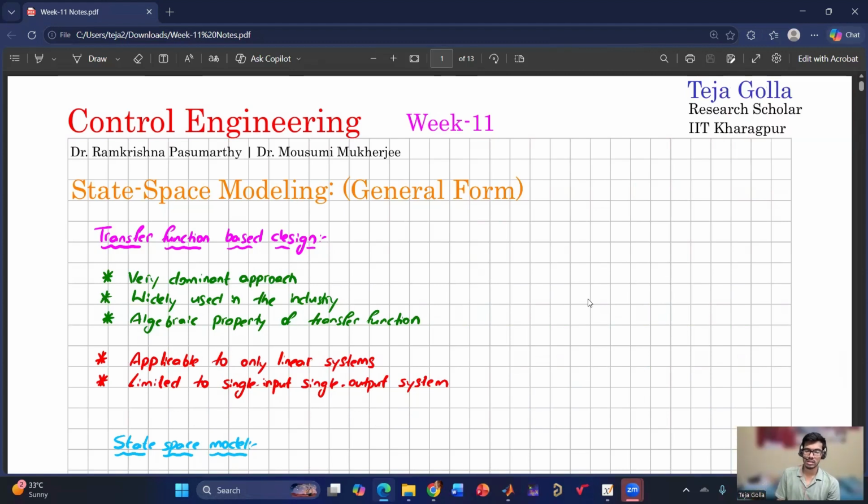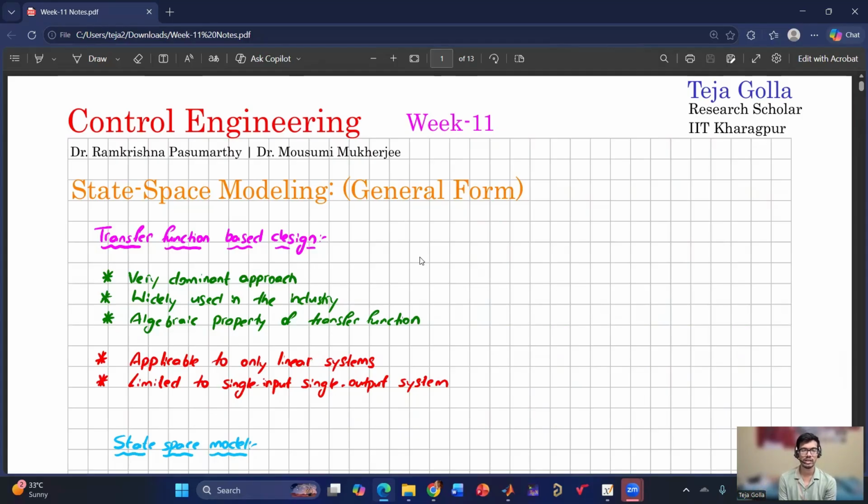But before we start with the week 12 content, I would like to quickly summarize what we have discussed in the previous week, which is week 11, because whatever we'll be discussing in this week is somewhat related to the previous week. So I would like to summarize so that we can brush up what we had discussed in the earlier session. Then we can move on to the week 12 content and then we can learn how to design using the state space. So in week 11, we started with the state space modeling.